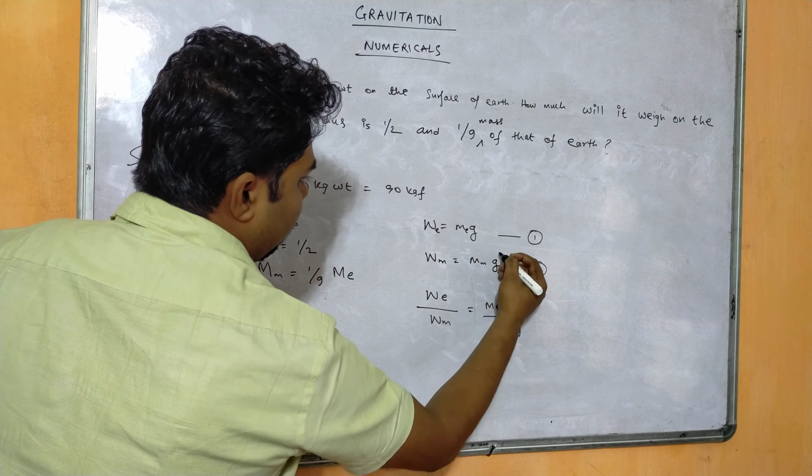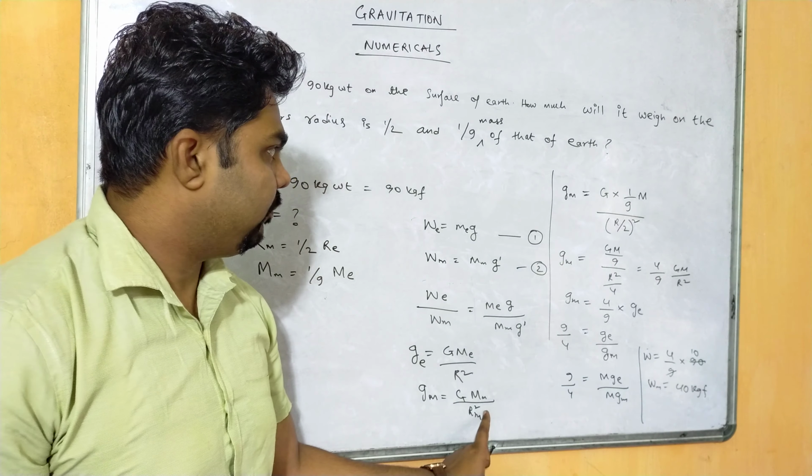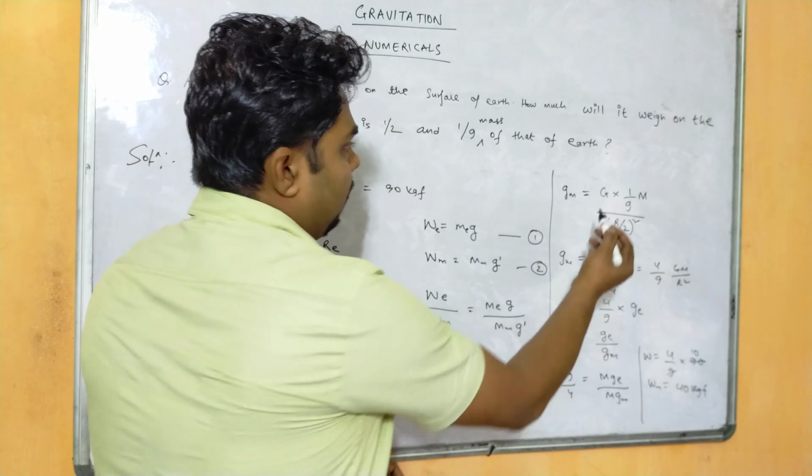Now the mass of Mars is 1 by 9 times the mass of Earth, so I have written 1 by 9 into M, considering capital M as the mass of Earth. The radius of Mars we take as 1 by 2 times that of Earth. Considering the radius of Earth as capital R, this will be written as R by 2 whole square, because the square is also there. Now when you solve this, we get GM by 9, R square by 2 to the 4, that means 2 also gets squared. Taking the reciprocal, we get 4 up and 9 down, that is 4 by 9 GM by R square.